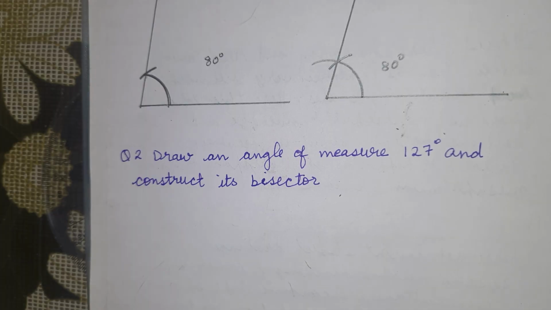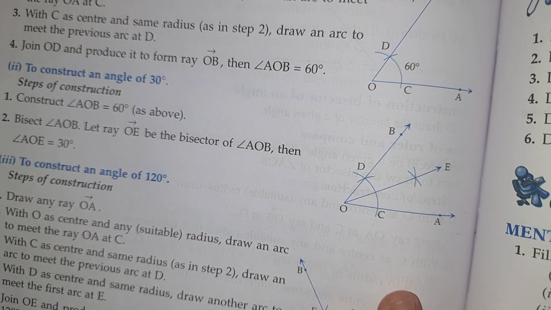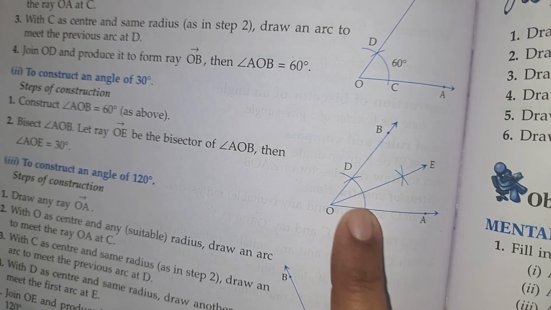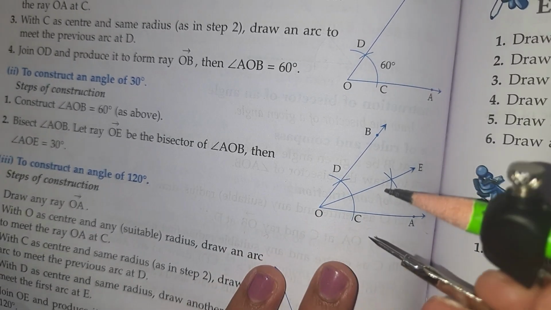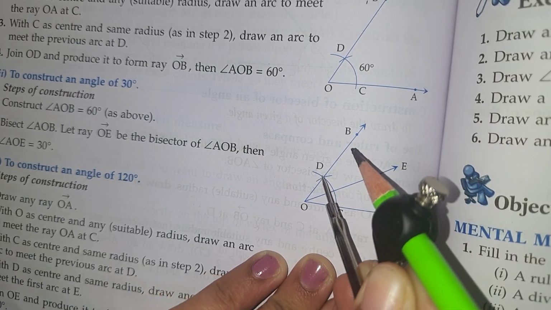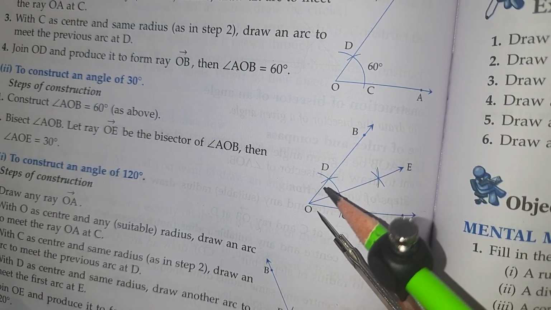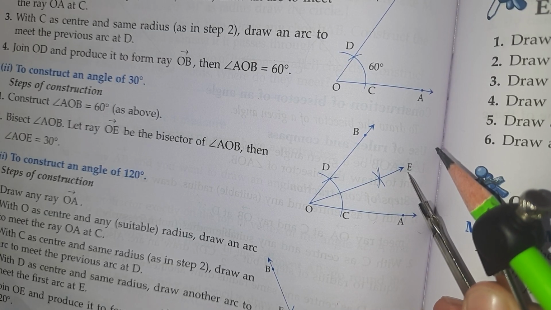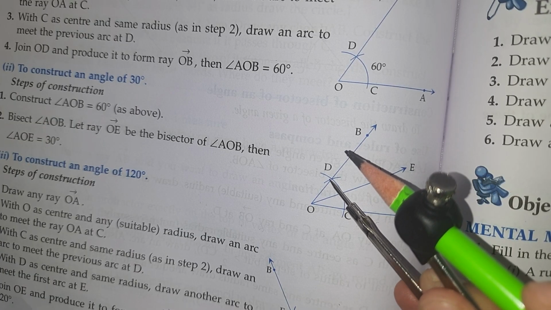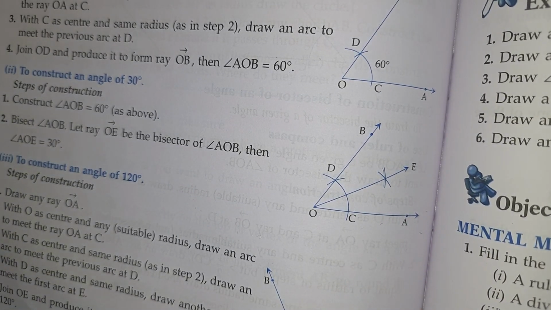If you remember, we had constructed 30 degrees in class. How was 30 degrees constructed? We made 60 degrees, and then we took our compass, put it here, and made an arc like this, and then put it here and made another arc like this. Then we joined. So this line OE is the bisector. It divides 60 degrees into equal parts, that is 30 degrees here and 30 degrees here. Based on that, we are going to do our next construction.